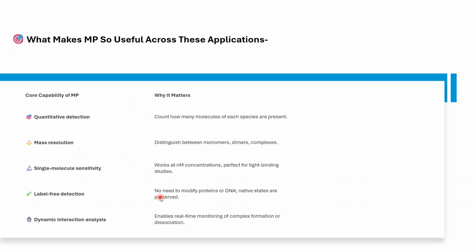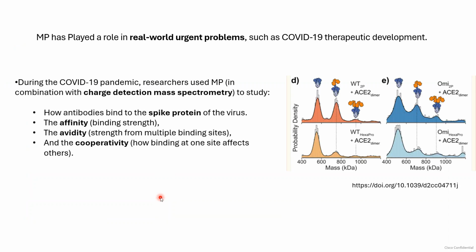Dynamic interaction analysis can be done with mass photometry, as it enables real-time monitoring of complex formation or dissociation, which we will see through some case studies as well. One of the most important case studies in which mass photometry has played an important role is a real-world urgent problem, the COVID-19 pandemic. During this pandemic, mass photometry along with mass spectrometry played an important role in detecting and creating the vaccines for the cure.